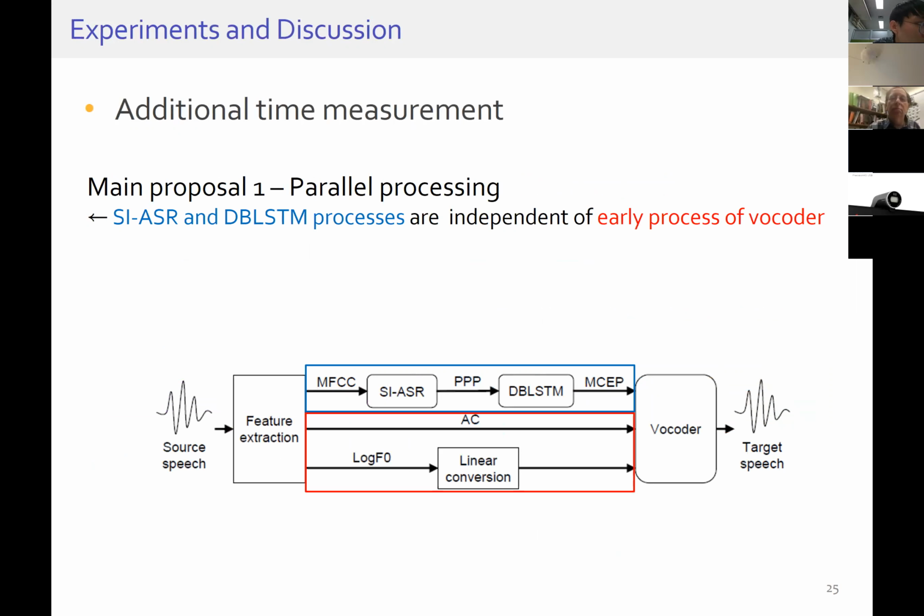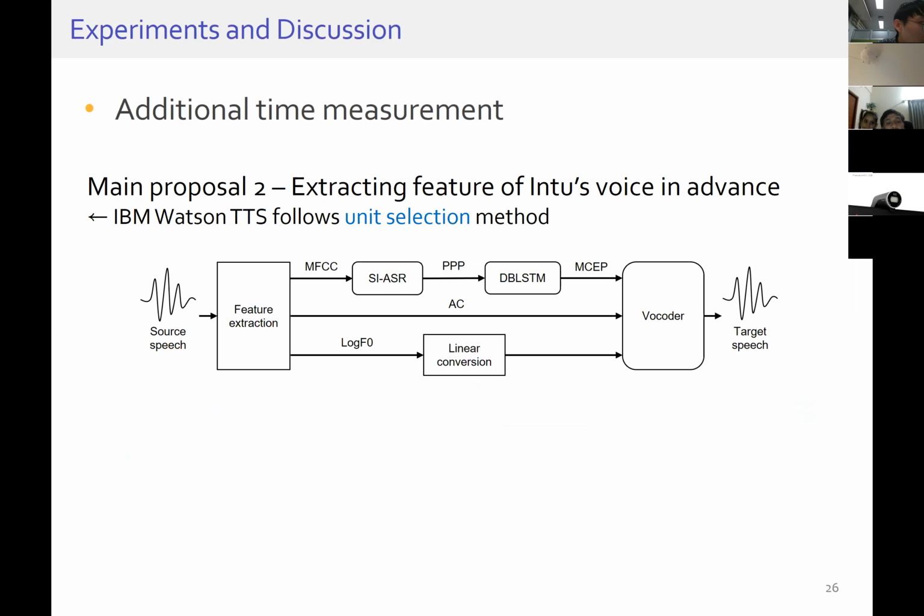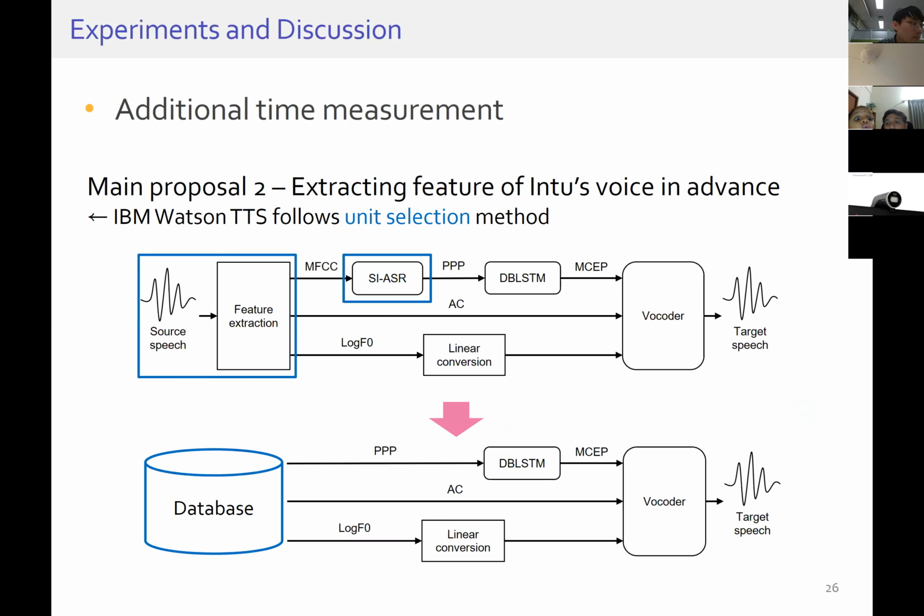Based on this result, we suggest two proposals. First is parallel processing, regarding the fact that SIASR and DBLSTM processes are independent of the early process of the vocoder. Second is extracting the features of Intu's voice in advance. Because IBM's text-to-speech follows a unit selection method, we can store extracted features of Intu's speech units instead of the raw wave of the speech unit. By removing feature extraction processes, we can reduce the inference time dramatically.